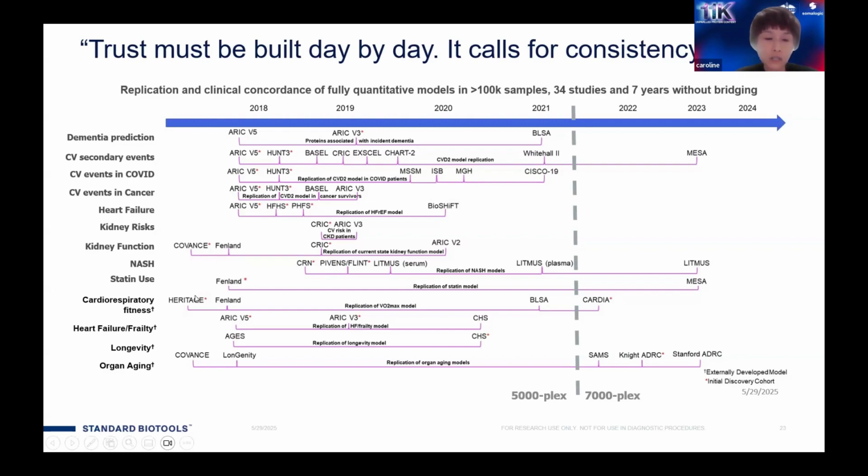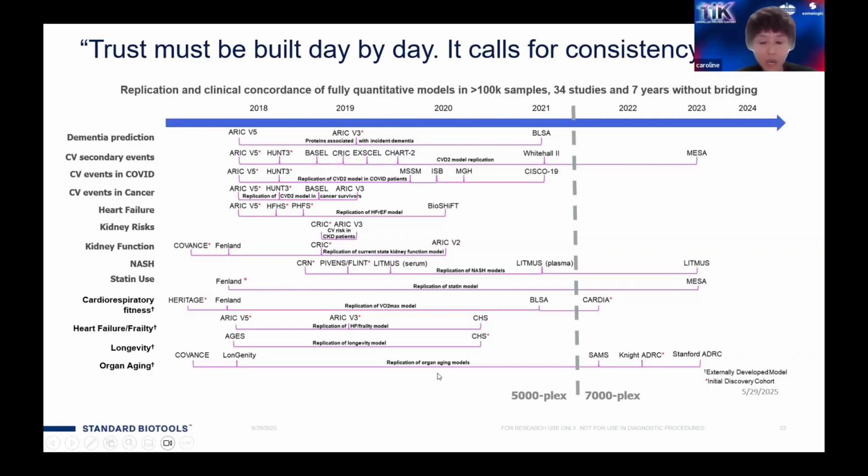Here are some illustrations showing examples where samples were run with different cohorts. For example, in our dementia risk prediction test, we use studies from the ARIC Visit 5 cohort and the ARIC Visit 3 cohort, as well as the VLSA cohort. We are able to combine this data together even though there are no bridging samples across these different cohorts.